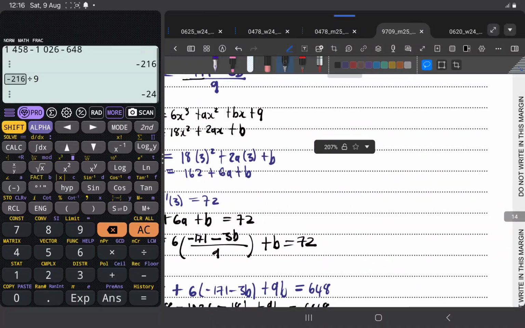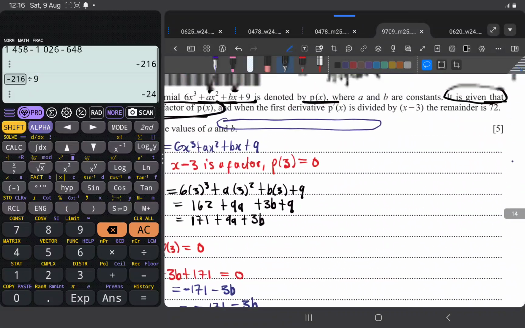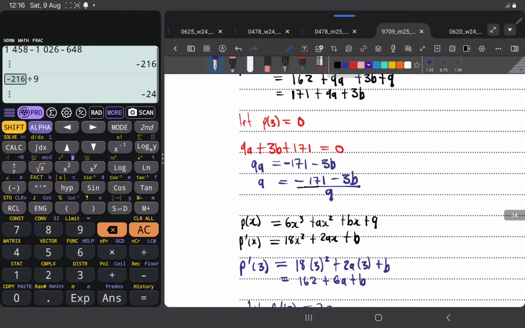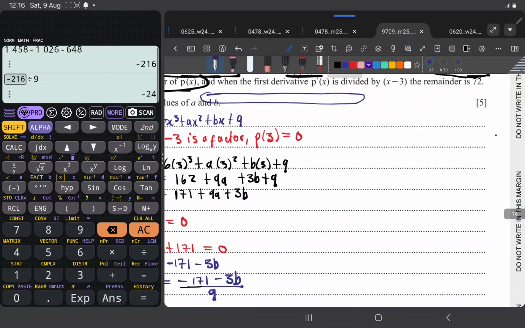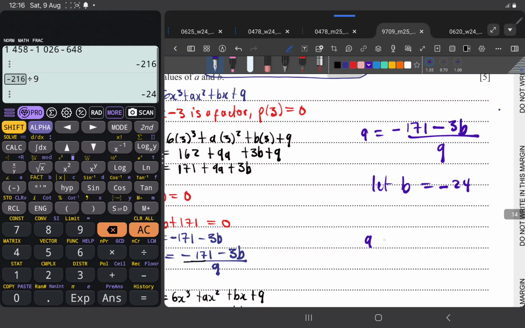Now I want to find my a. Sorry for that. So what am I going to do? You told us that a is negative 171 minus 3b over 9. So I can say a is equal to negative 171 minus 3b all over 9. Let b be equal to negative 24. Now my a will be equal to negative 171 minus 3 by negative 24 all over 9.